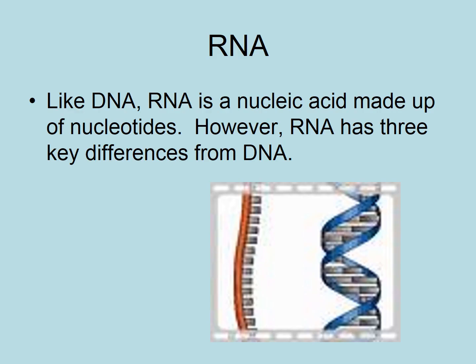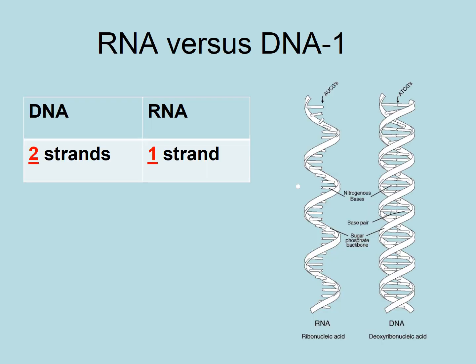So like DNA, RNA is a nucleic acid made up of nucleotides. However, again, the number 3. RNA has 3 differences from DNA. Now, as you can see in this picture, you can already tell that their shapes are going to be different. Because remember, structure determines function. RNA is different than DNA, so it's going to have a different shape.